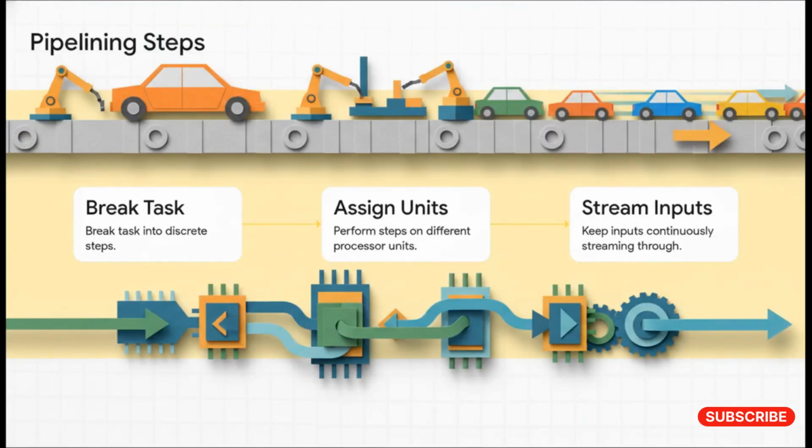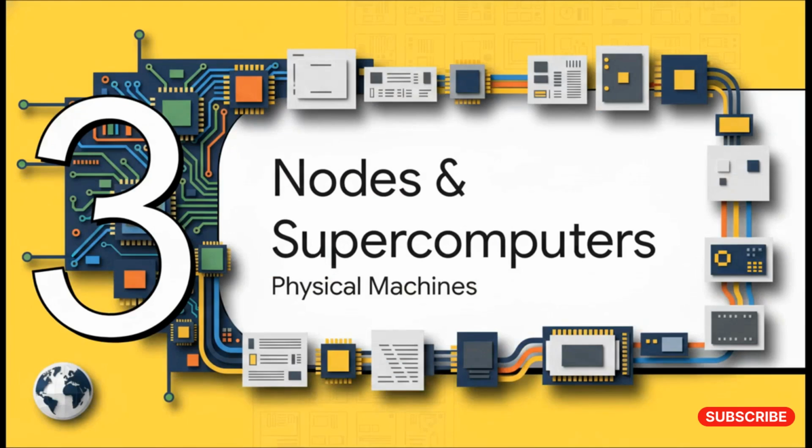It's a 3-step dance. First, you break a task down into discrete steps. Second, you assign those steps to different processor units. And third, you keep the inputs streaming continuously through the system. It drastically accelerates the throughput because, and this is absolutely crucial, it ensures no processor is ever just sitting around idle. Next up, section 3, the machine, nodes and supercomputers.